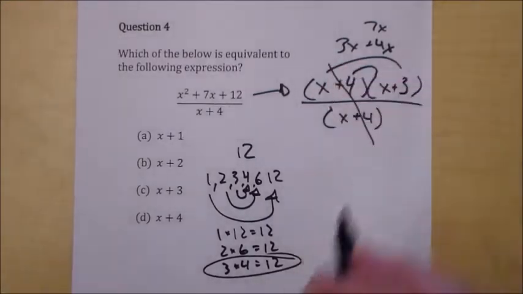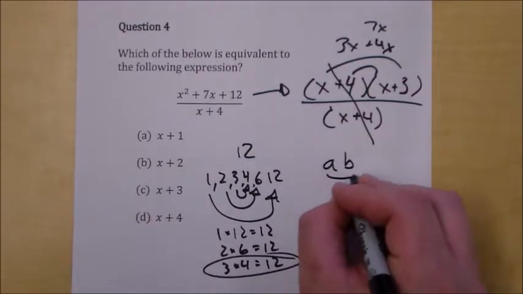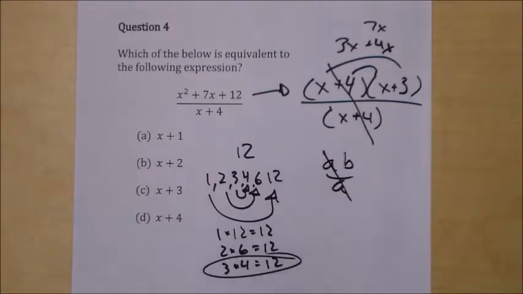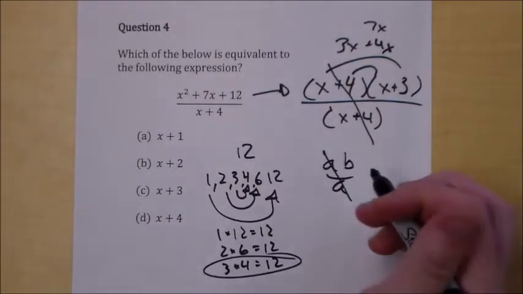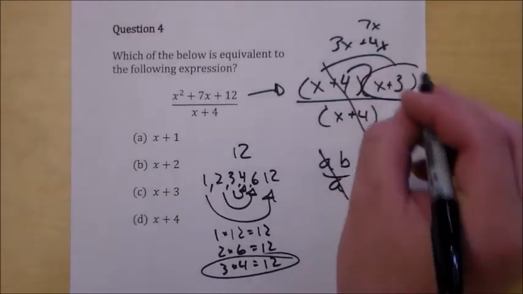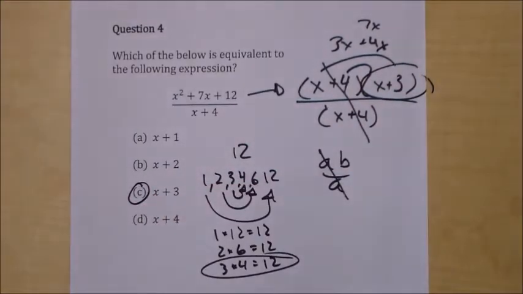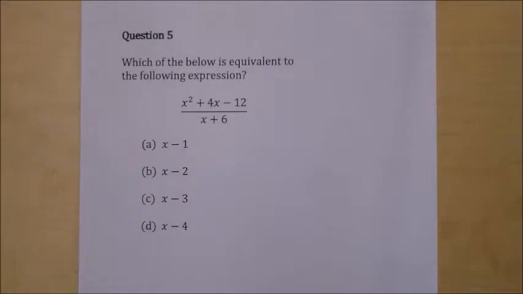Now, you cancel out the x plus 4, right? Because if you have a times b over a, no matter what a is, they can cancel out because anything divided by itself is 1. You just have b, you just have x plus 3, so that's our answer. We're good to go. Question 5, stay with me.